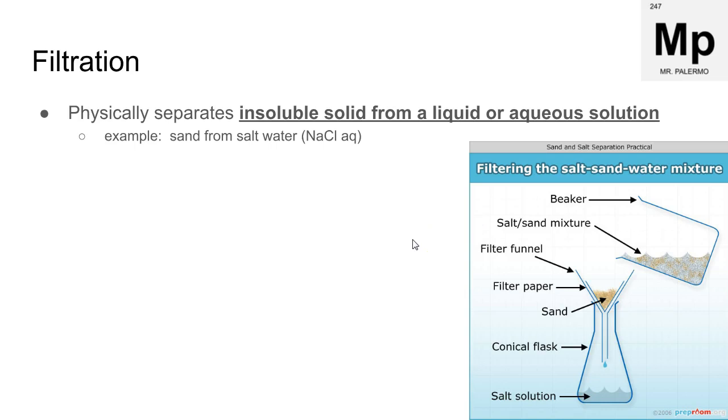How do we separate mixtures? Recall we did a lab on this. We can filter. Filtration is like when you're making coffee. It gives us the ability to separate an insoluble, non-dissolvable solid from a liquid. In the example we did in class, we had sand and salt water, so we could separate the insoluble solid, the sand, from the salt water solution. When we poured that through our filter paper, the sand, the solid, gets stuck in the filter paper, and then our aqueous solution goes through and collects in our flask.